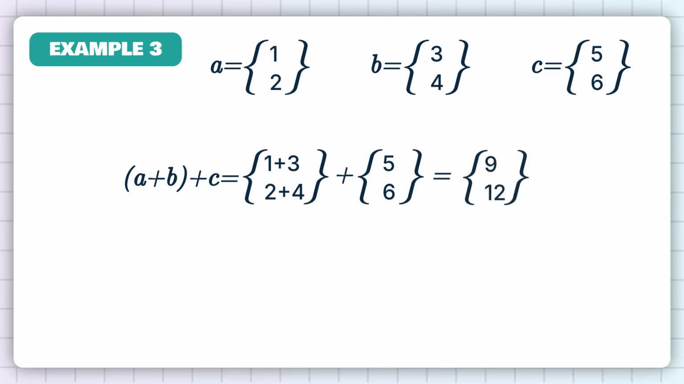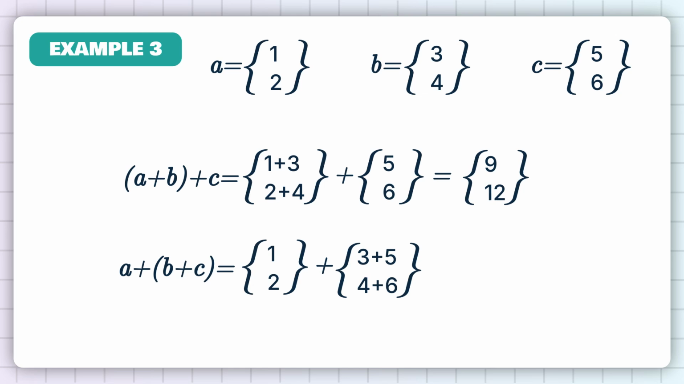Now, if we try to calculate a plus b plus c with different grouping, we would once again add our respective top numbers and bottom numbers. Again, this gives a final answer of a plus b plus c equals 9 over 12. The associative property shows that the grouping of the vectors does not affect the resultant vector during vector addition. By following these steps and utilizing these properties, you can reliably perform vector operations, whether you're solving mathematical problems or applying these concepts in real-world scenarios.